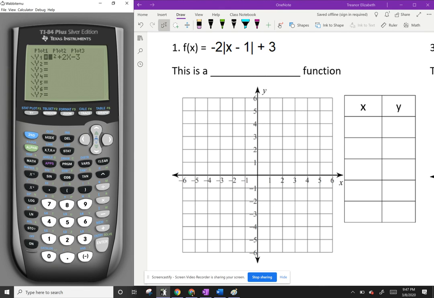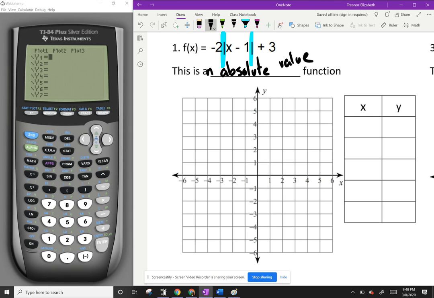First, you're going to go to y equals for all of them. And we can tell this is an absolute value function because of these lines that I've just highlighted in blue. So I'm going to write this as an absolute value function. And I'm going to put this in my calculator. So I'm going to start with -2, and then we need the absolute value symbols.